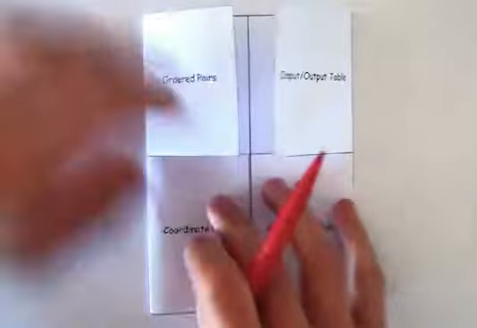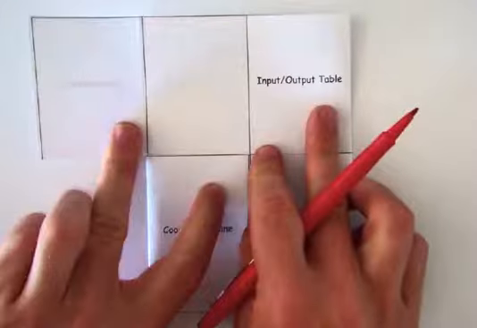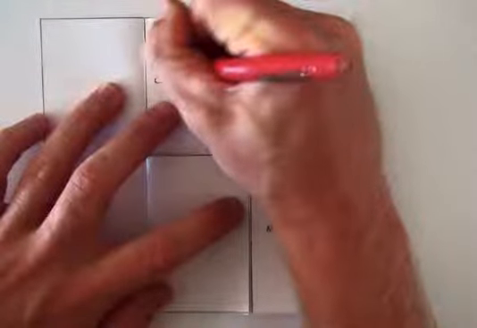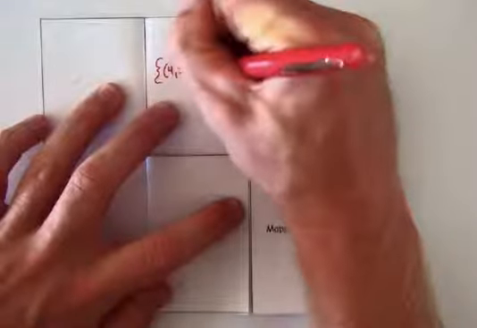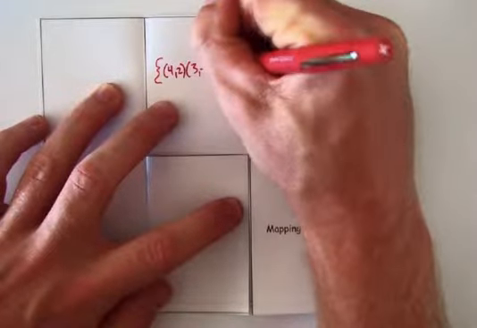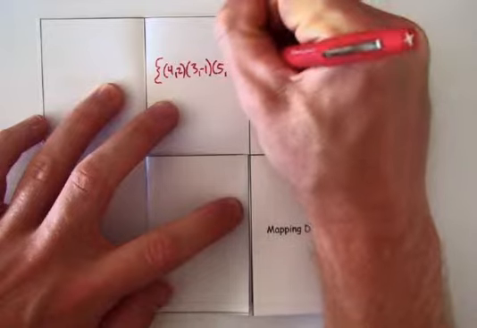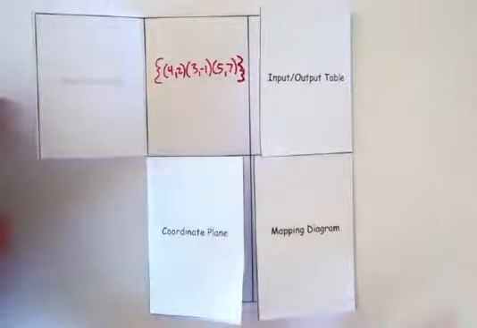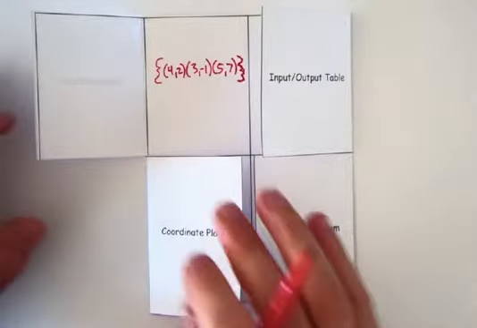So if I flip this up, ordered pairs would look like something like this. This is a symbol for a set. We have (4, 2), (3, -1), (5, 7), right? End of set. Whoops, put a little bit of an extra squiggle in there, sorry. Okay, so that is a set of ordered pairs.